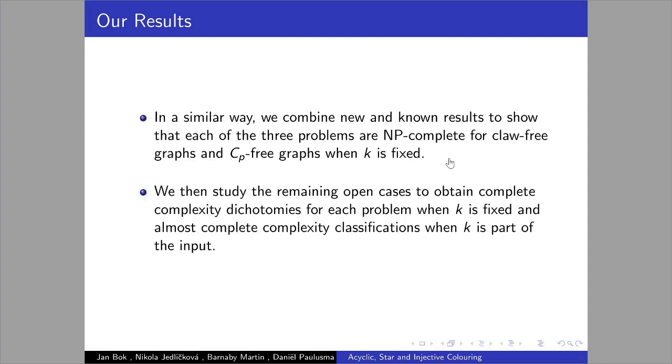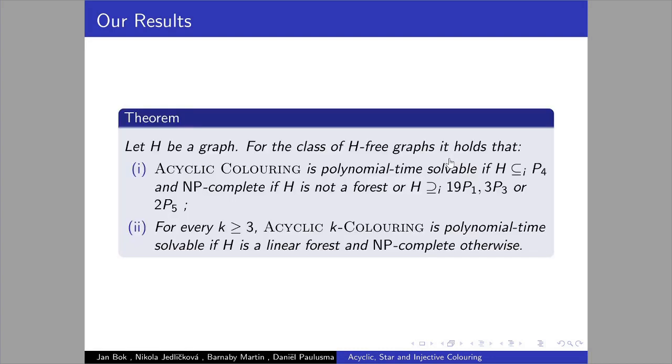Our results. So first, we show that each of the 3 problems is NP complete when H contains a claw or a cycle and K is fixed. And we do this in a similar way to the way that this is shown for colouring. And then we study the remaining open cases to obtain complete dichotomies when K is fixed and almost complete classifications when K is part of the input.